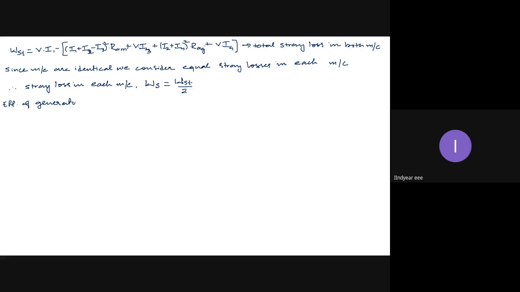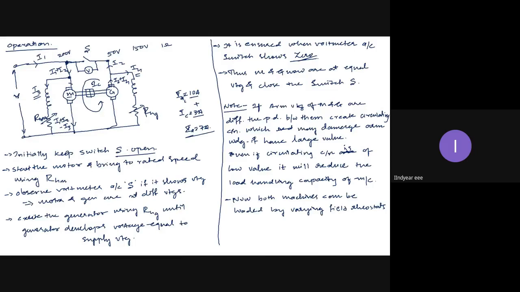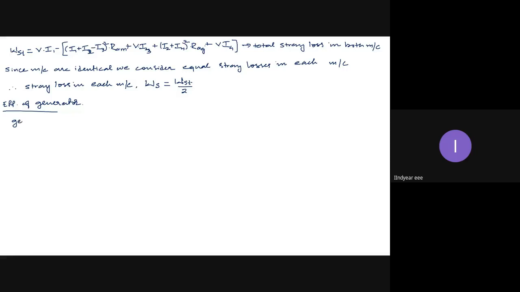Efficiency of generator. As per the circuit diagram, output current of generator is I2, and voltage developed by generator is V, because I am exciting the generator for the voltage equal to the supply voltage. You observe here, somewhere we have written, excite the generator using RGH until generator develops voltage equal to supply voltage. So the operating voltage of generator is also V. Operating voltage of motor is also V. So output power of generator is V into I2. Generator output is equal to V into I2.